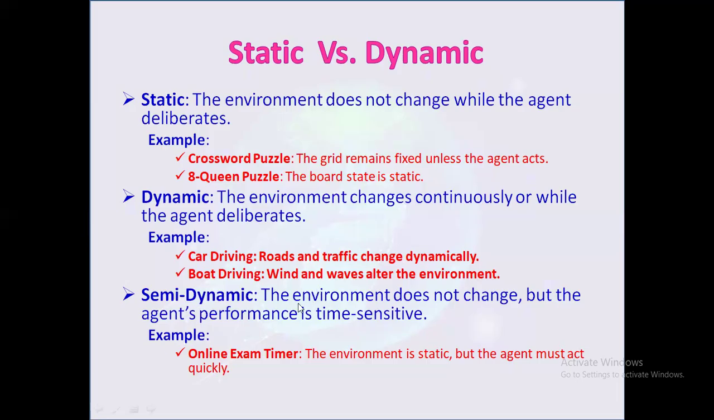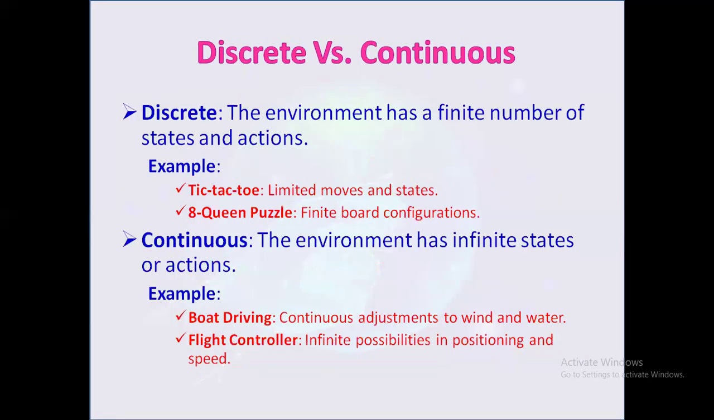Next, in a semi-dynamic environment, the environment itself does not change, but the agent's performance is time sensitive. The agent must act quickly to avoid losing opportunities or facing penalties. Example, timer. The environment remains static, but the agent, that means a student, must complete a task within a set time, requiring prompt actions to avoid running out of time. These distinctions highlight how the agent must adjust its strategies based on the stability or fluidity of its environment.